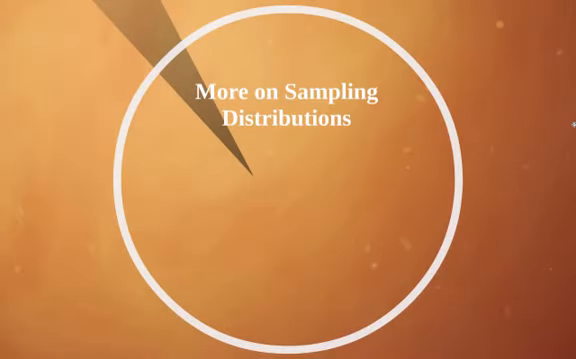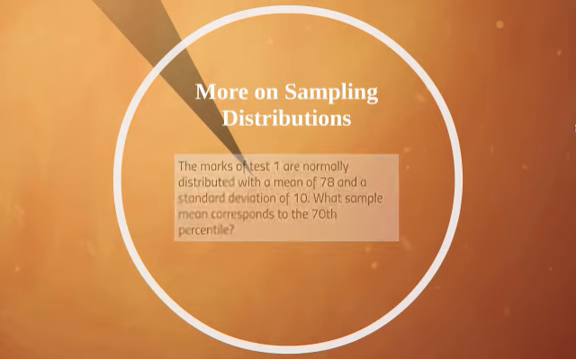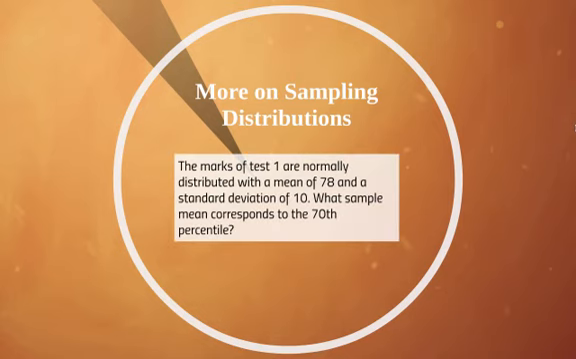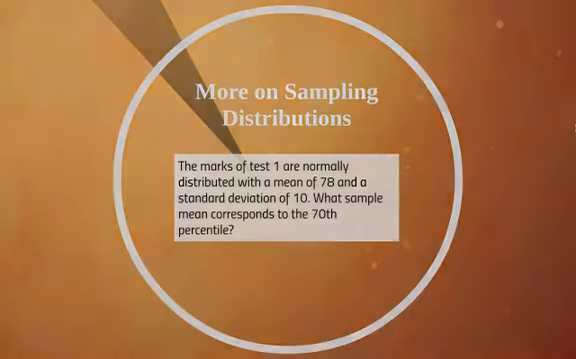Okay, so another kind of problem, just like the previous example, but this time with sampling distribution, is: if the Markov test scores are normally distributed with a mean of 78 and a standard deviation of 10, same variable, what sample mean corresponds to the 70th percentile? So 70th percentile. Okay, so let's look at how we would solve this problem.